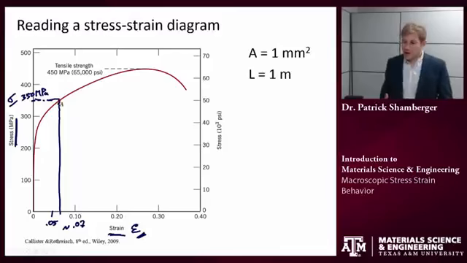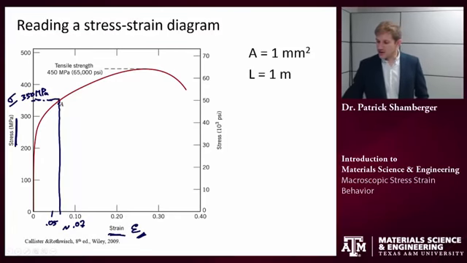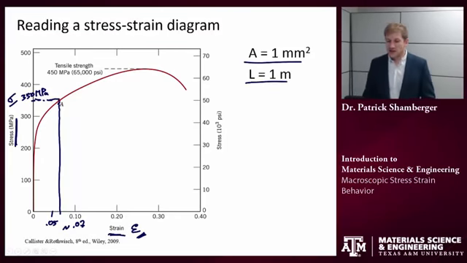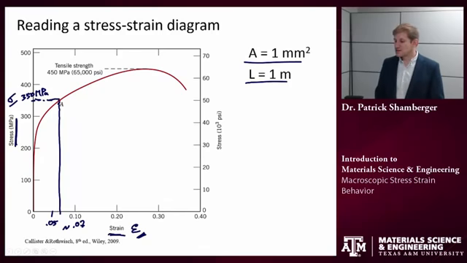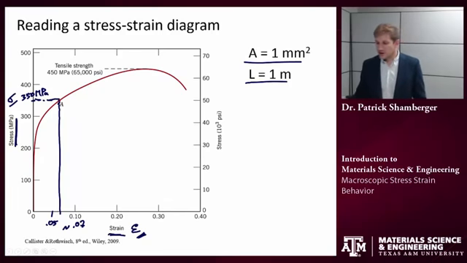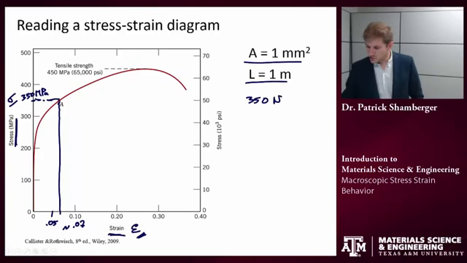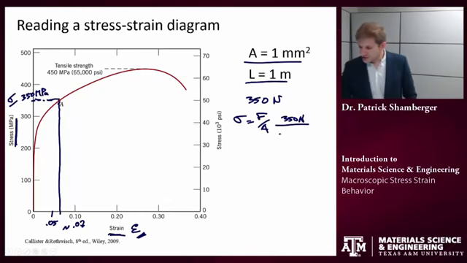Usually an example problem would be a little bit more complicated than that. Maybe I would give you an area and a length, and I could say, okay, let's apply some sort of force to the material. Let's say I'm applying 350 newtons. Well, the stress equals force over area. So 350 newtons. Let's say the area is 1 millimeter squared, so that's 0.001 meter squared. That is going to equal 350 megapascals, if I did my math right.